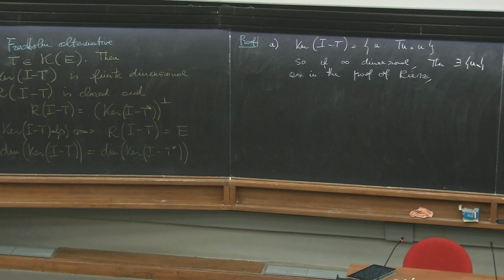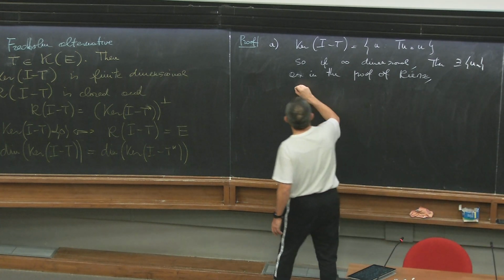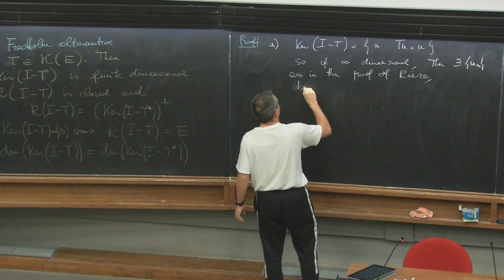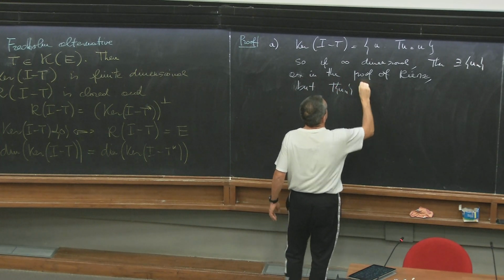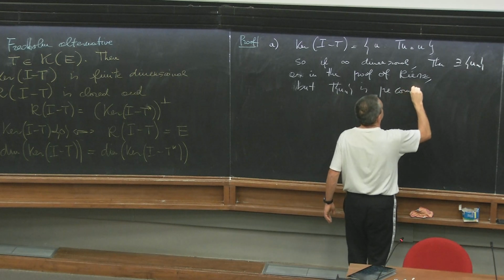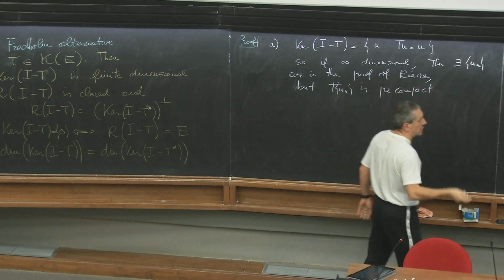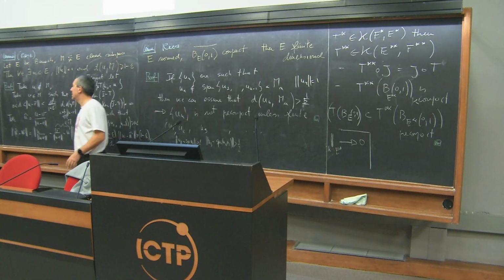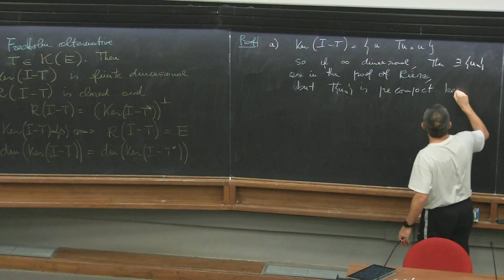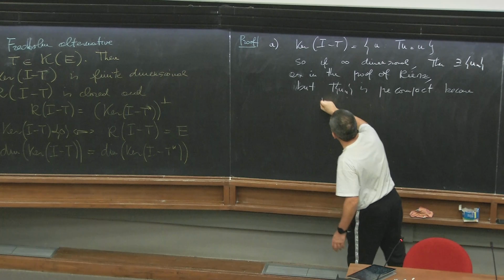Okay. But T of UN, the sequence, is pre-compact, which is a contradiction because the sequence that I built here is non-pre-compact, while this is pre-compact because T is compact.